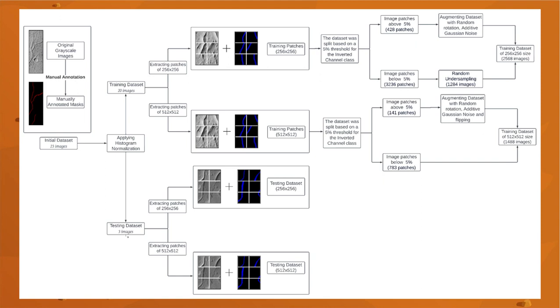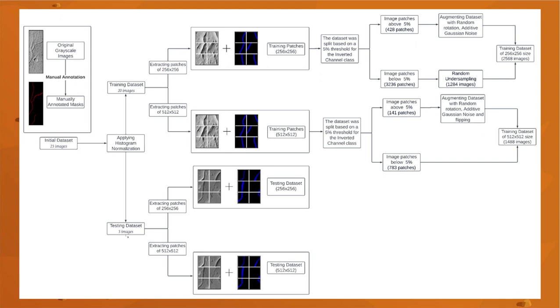For the smaller 256 by 256 pixel patches, data augmentation techniques are applied to balance the classes. The patches belonging to the inverted channel class undergo random rotation and additive Gaussian noise. Meanwhile, random undersampling is applied to the background class patches. In the case of larger 512 by 512 pixel patches, the dataset can be balanced solely by augmenting the patches of the inverted channel class.